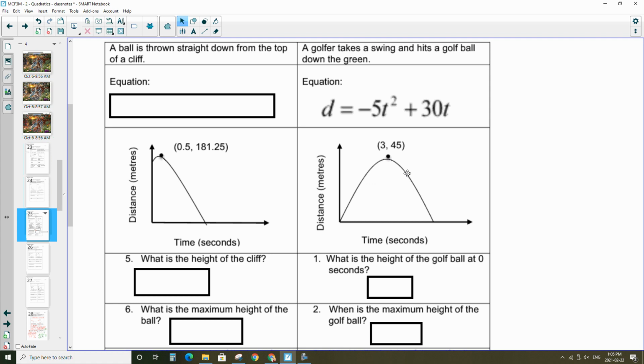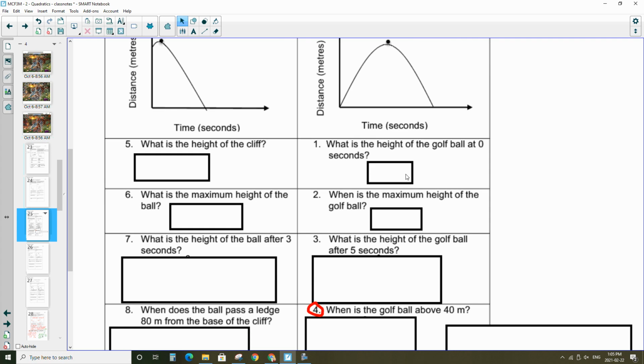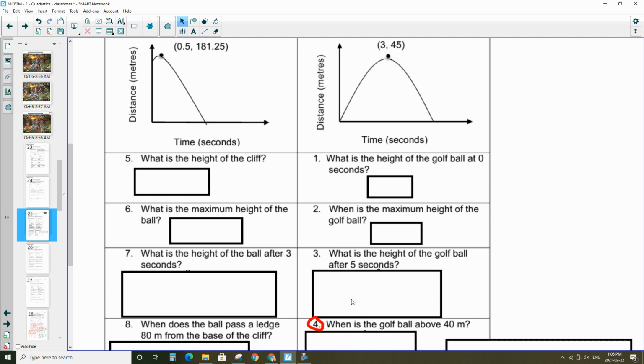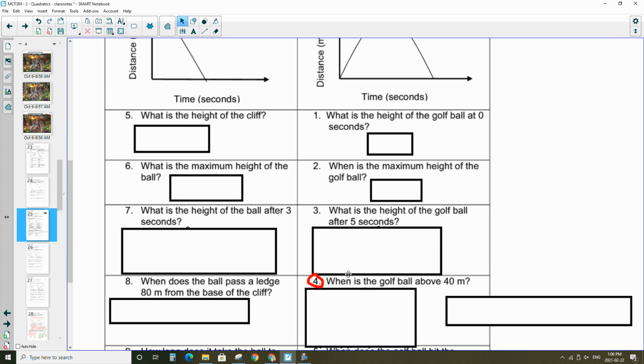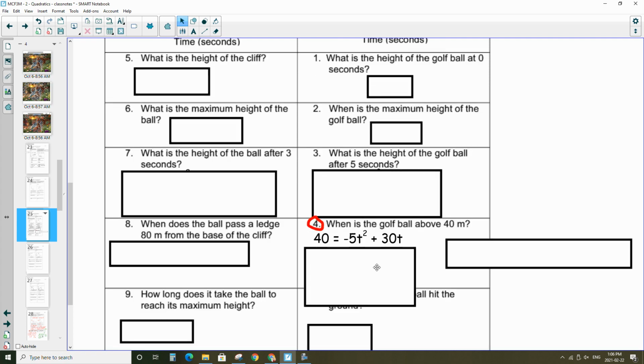So the way we're going to solve this, we are looking for time, and we are given the distance, right? The distance is 40 meters, and we're looking for the time. So what I'm going to do here is use this equation and replace my distance with 40. Okay, so I've done that. And so we're looking for the t that makes this expression true.